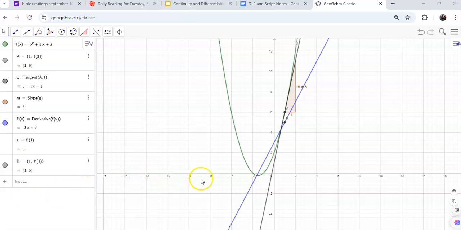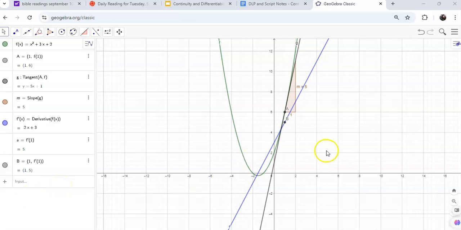After typing the ordered pair 1, comma f prime of 1, we got the point B, (1, 5), which lies on the derivative function in blue. Here, 1 is an x value from the original polynomial, and 5 is the slope of the tangent line to the polynomial at that point A.